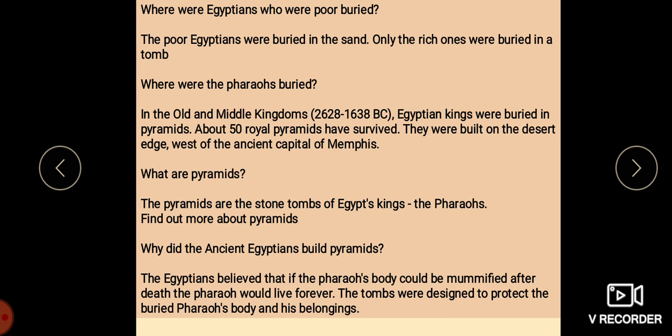Next, the poor Egyptians were buried in the sand, and only the rich ones were buried in tombs. In the beginning, the graves were created by carving the rocks in the hills. As the Egyptians moved north, they had to construct the graves in the desert itself. Tall towers were built on the graves using huge blocks of stone in order to protect the eternal sleep of the dead.